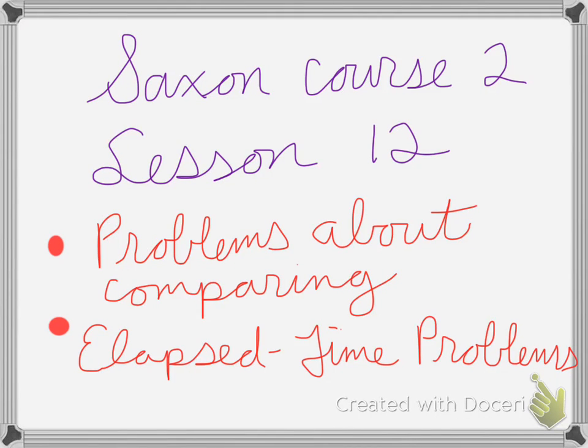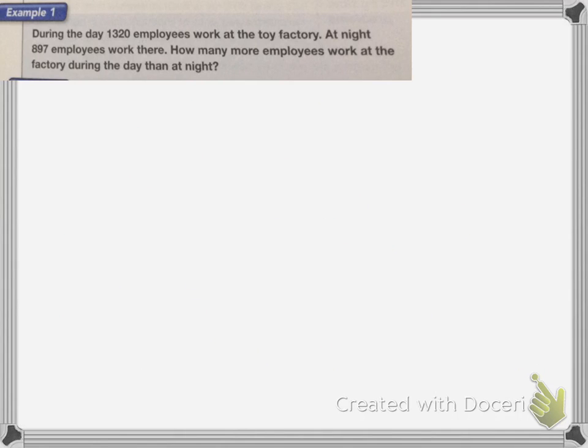Alright, so this is Saxon Course 2, Lesson 11, Problems about Comparing and Elapsed Time Problems. So first we have, during the day, 1,320 employees work at the toy factory. At night, 897 employees work there. How many more employees work at the factory during the day than at night?